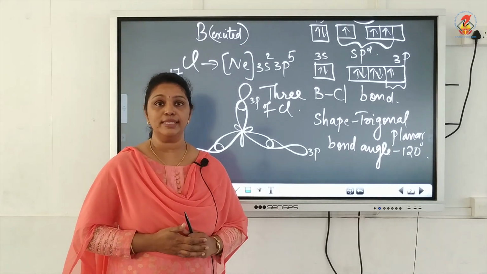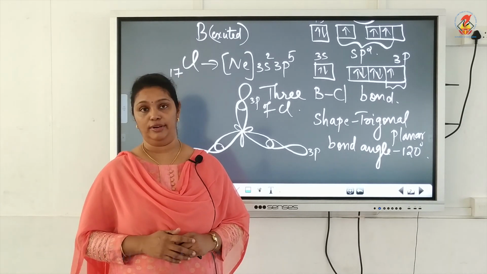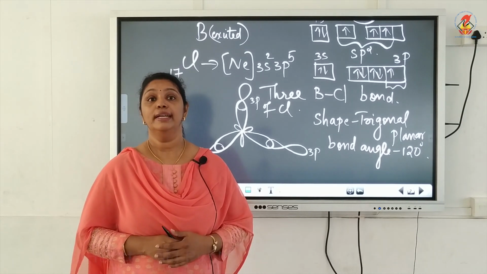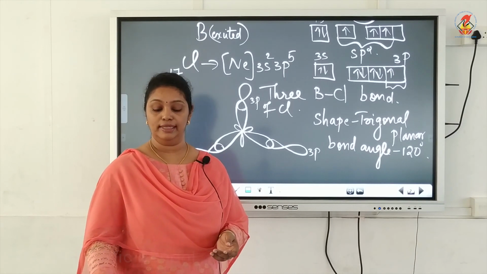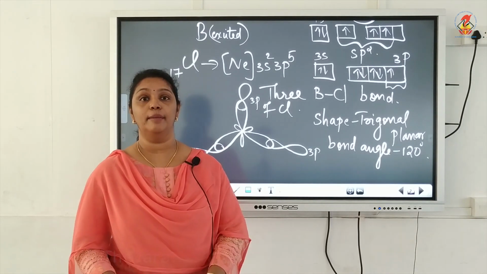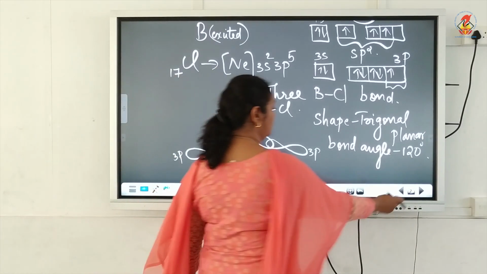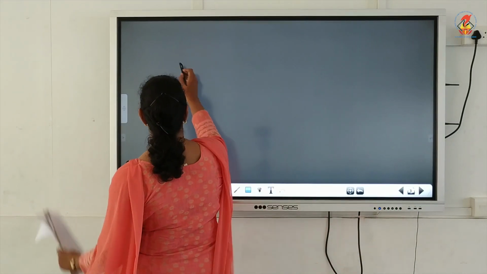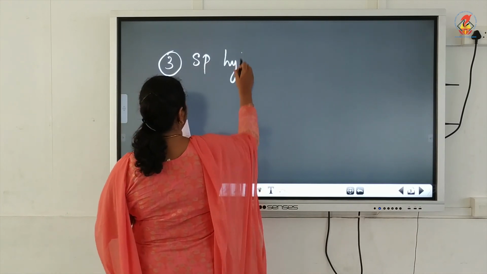We have two examples: one is ethene and the other is hybridization in boron trichloride. This is also called trigonal hybridization. The bond angle is 120 degrees. Now let's discuss the third type of hybridization involving s and p orbitals. So the third type of hybridization is sp hybridization.